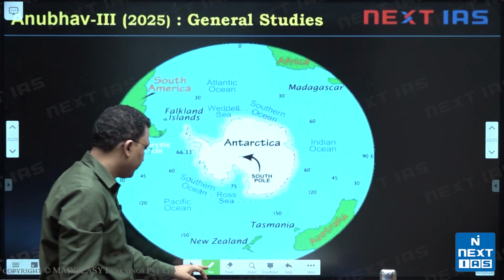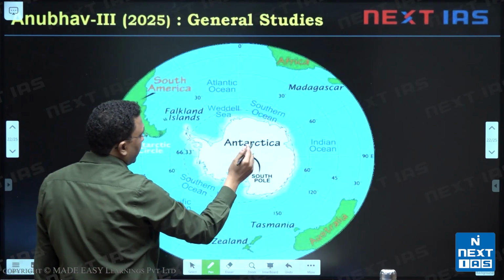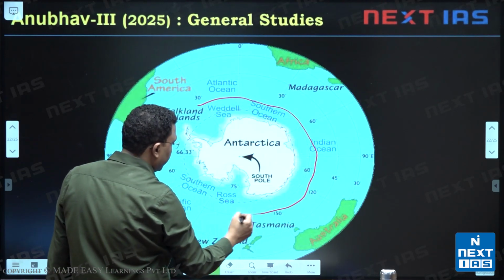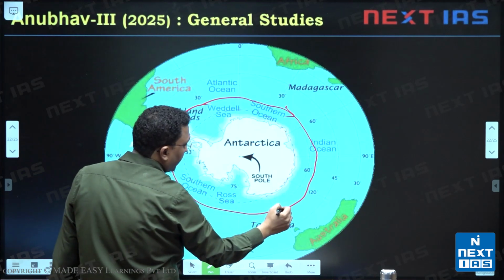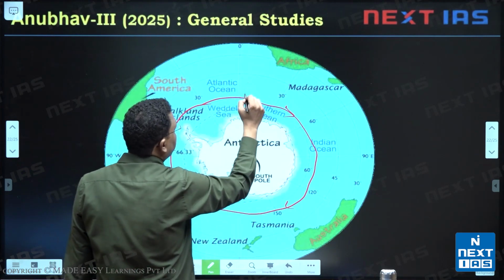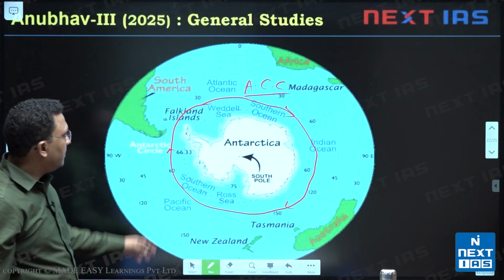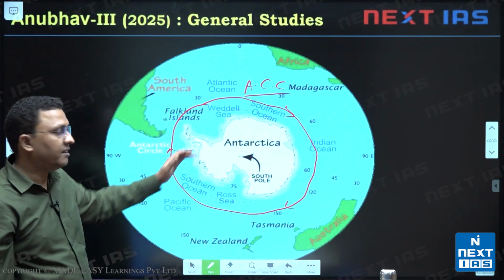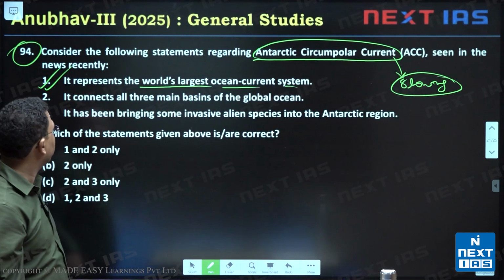So let's first see what exactly is Antarctic circumpolar current, and then we will come back to our question. So this is the Antarctica region, right? And the Antarctic circumpolar current is a current that flows encircling the Antarctica. This is what is Antarctic circumpolar current, right? And this particular current is the world's biggest ocean current system, right? So that means the first statement is correct.